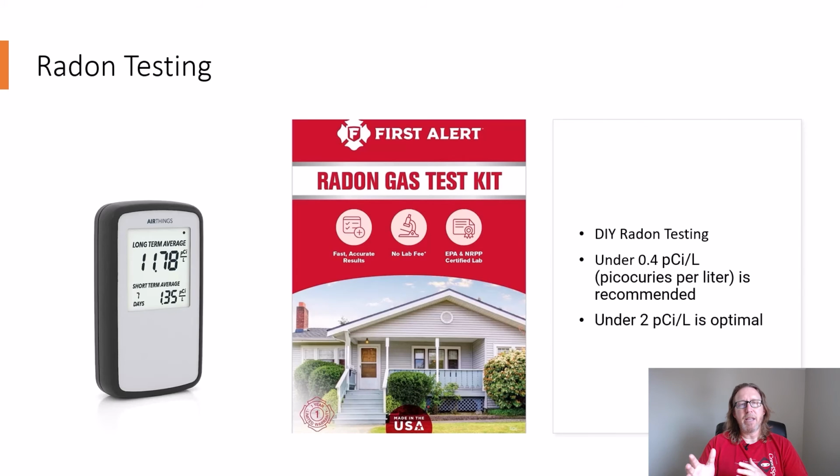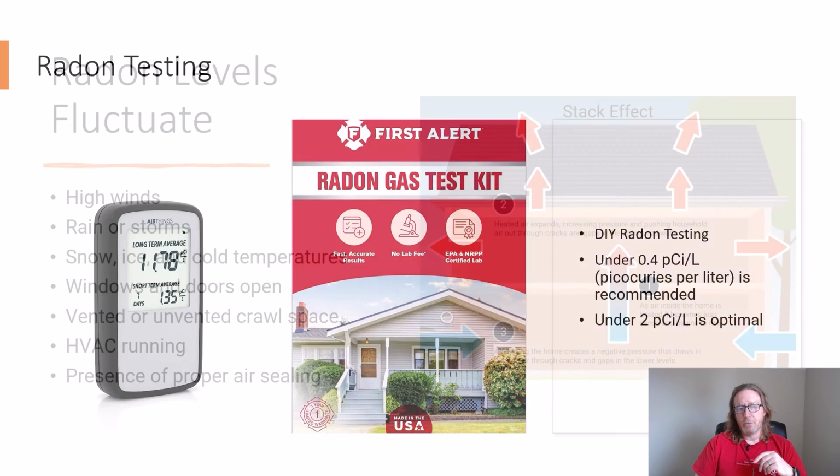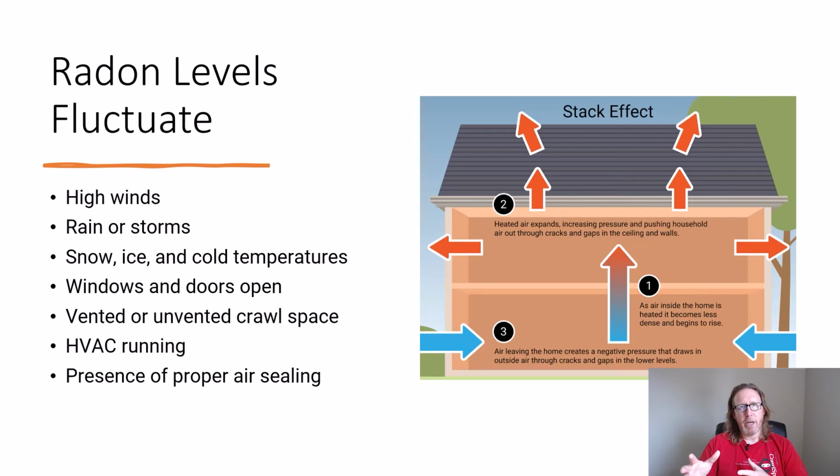And the EPA says the lower the better. They really want it 2 or less, but it's like cigarette smoke. None is best, but none is not achievable if you live in a house with a smoker. If you've got radon, none is unachievable, so you want to get it as low as possible. Radon levels fluctuate. Keep that in mind as well. Depending on when you test, you could see some fluctuations.